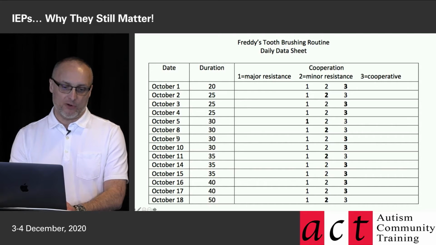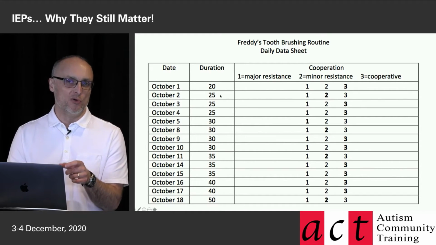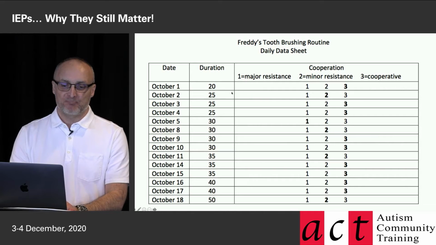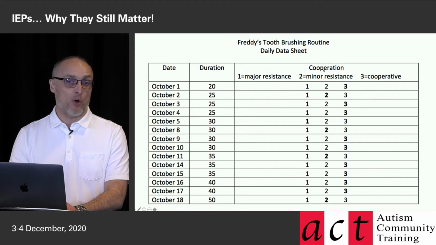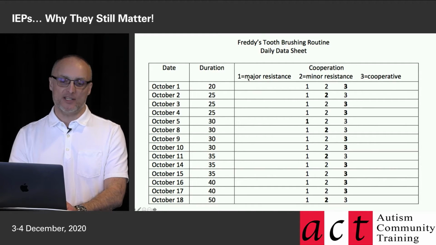So you see from October 1st through 18th, every school day after lunch, you can see the weekends are missing there. He started at 20 seconds, and then we went up to 25 seconds, and then we went to 30. And if you're wondering, well, how did you decide when to move in these 5-second increments? We had a rating, a subjective rating of his level of cooperation or uncomfortableness with this activity. So 1 is major resistance, he didn't want to do this. 2 is some minor resistance, but easily promptable.